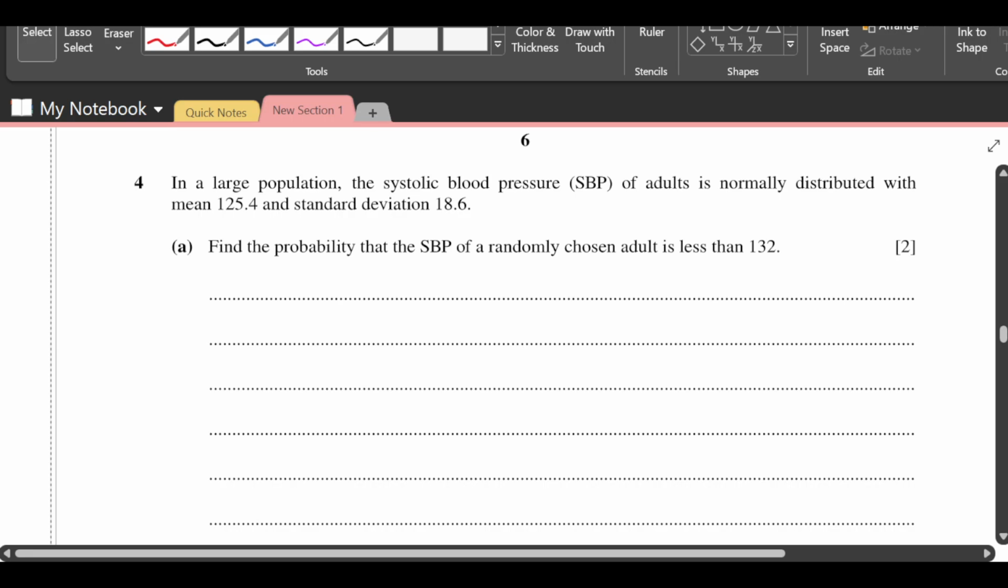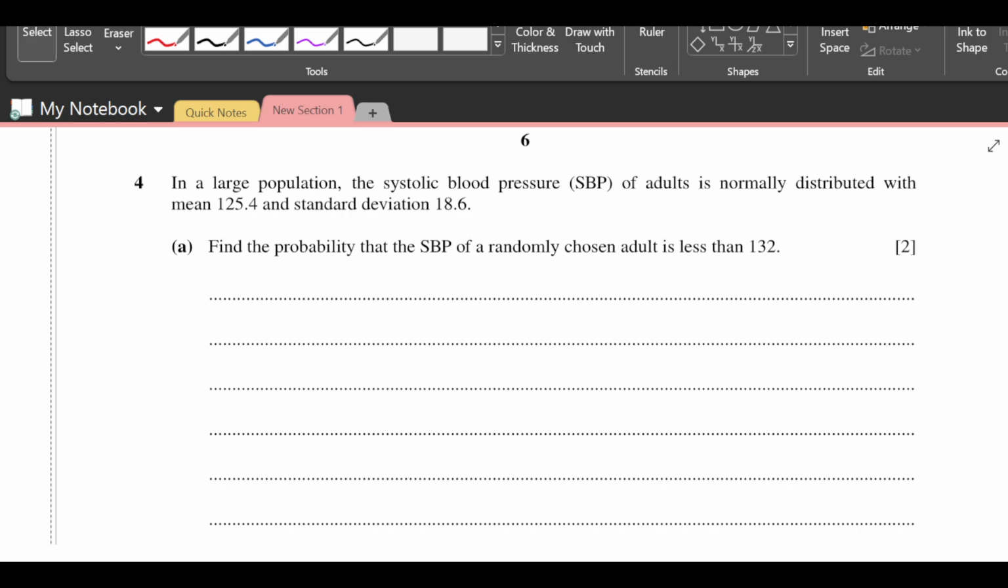Question number 4. In a large population, the systolic blood pressure of the adult is normally distributed with the mean 125.4 and standard deviation 18.6. Find the probability that the systolic blood pressure of a randomly chosen adult is less than 132.